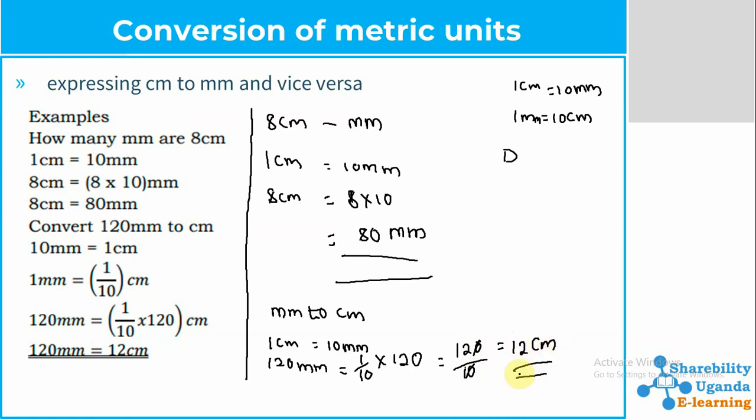So when we convert from a small unit to a big unit, the number has to reduce. It was very big, but it has reduced to 12. Remember, it was 120. So we have now done our conversion of centimeters to millimeters and millimeters to centimeters.